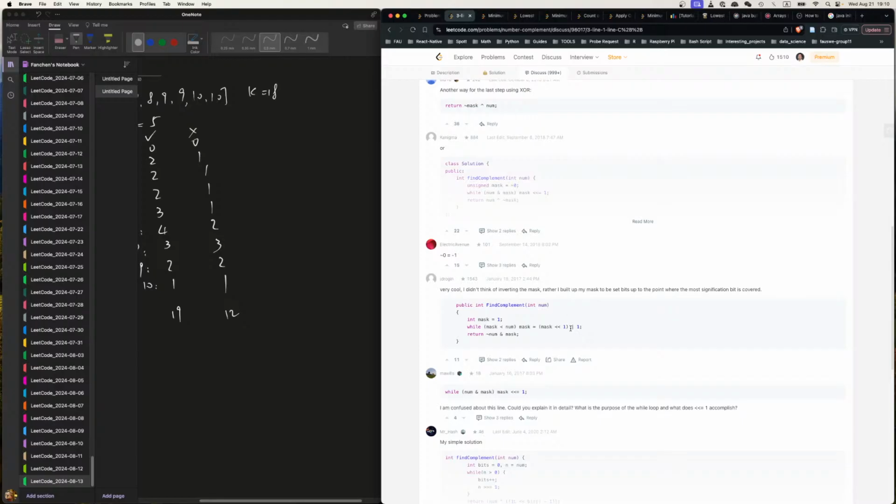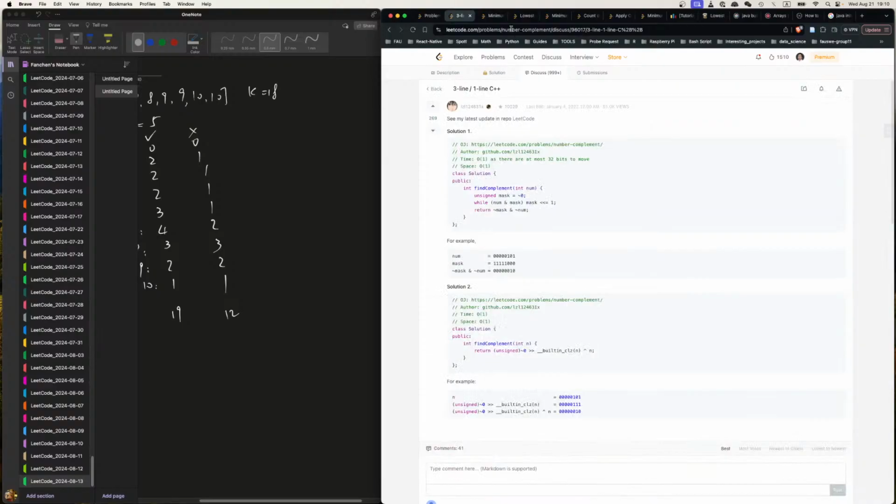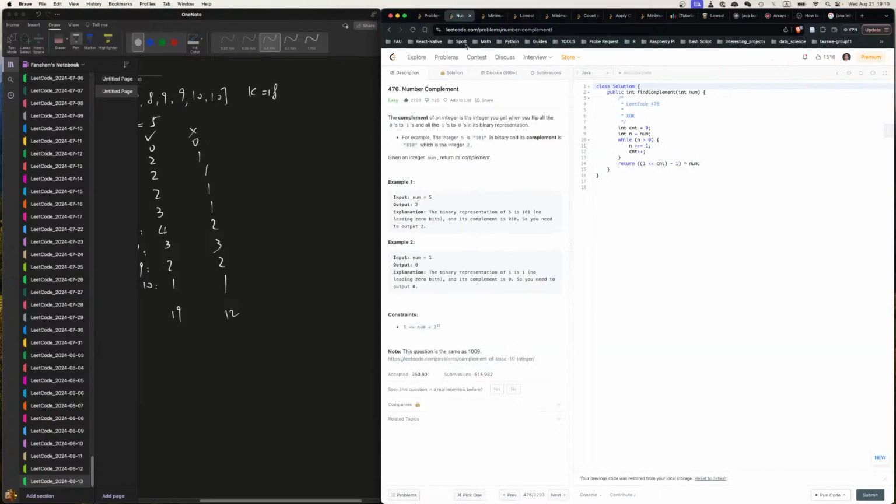Mask left shift 1. Mask smaller than num. I like this idea. You build up the mask. That's actually quite cool. Or you can do bits, yeah, it's fine. That's actually quite cool.